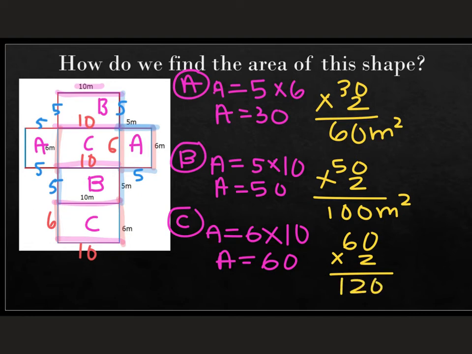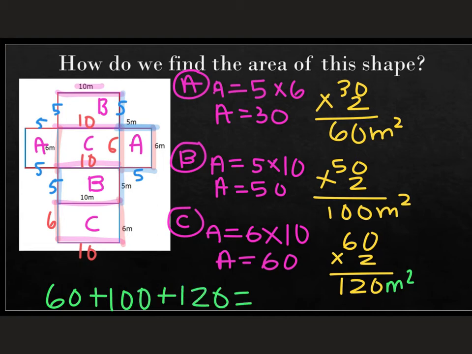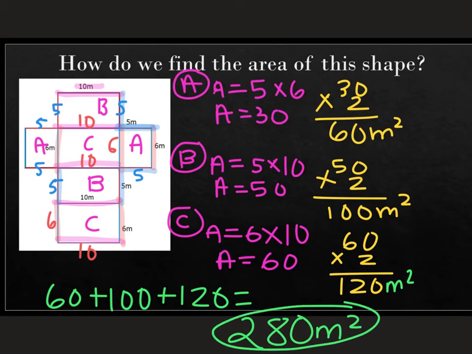Final step here, add all of our areas together. Forgot my units, there we go. 60 plus 100 plus 120 gives me a total surface area of 280 meters squared for this net.